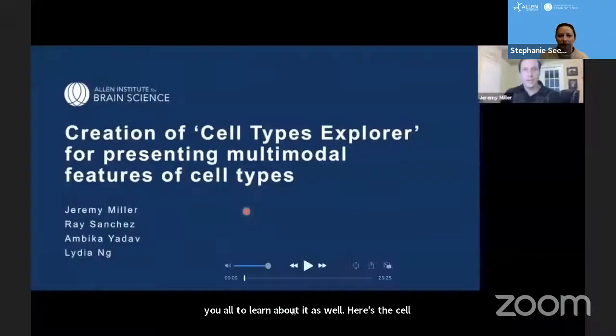part of the Allen Institute's involvement in the Brain Initiative Cell Census Network, the BICCN, and a collaborative effort to develop a comprehensive atlas of the mammalian brain. I'm really excited to see this new tool and excited for you all to learn about it as well. Here's the Cell Types Explorer.